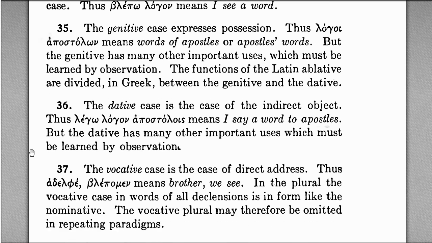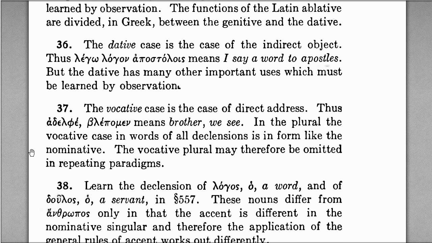Paragraph 36. The dative case is the case of indirect object. Thus, lego logon apostolois means I say a word to apostles. But the dative has many other important uses which must be learned by observation.